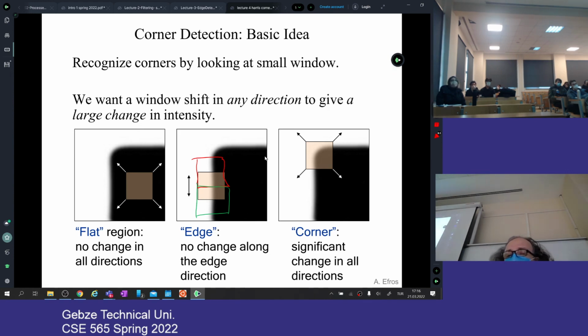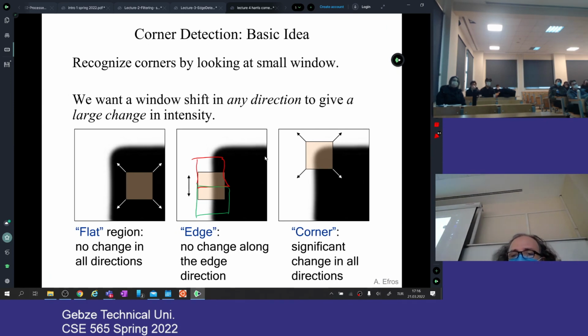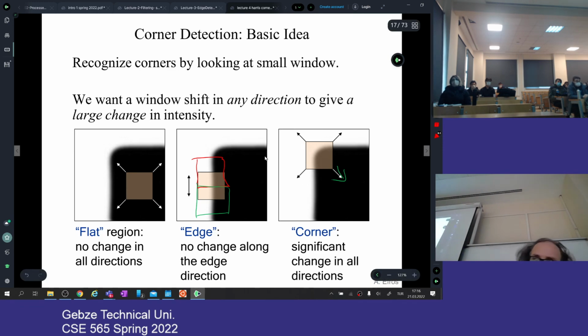I can't find any directions like this for the one on the corner, because if I move this way, I see that inside my window the corner point goes to the upper left. If I move this way, again my corner point moves. I can't get the same image with different directions. That's why we say that this part of the image is a special part. Any change in the position of this window will change my final results.